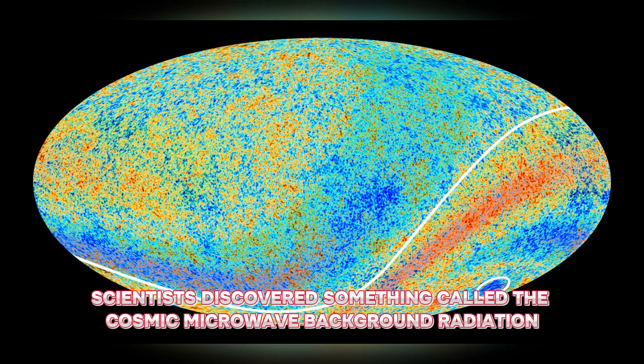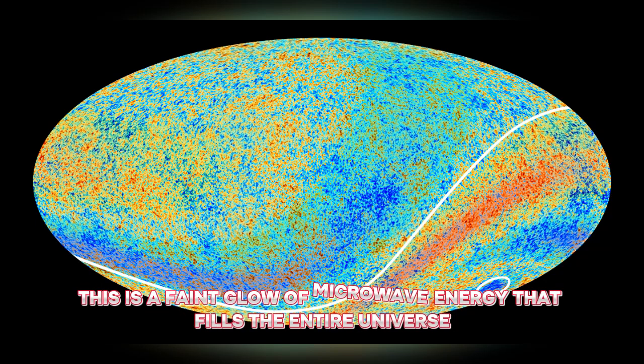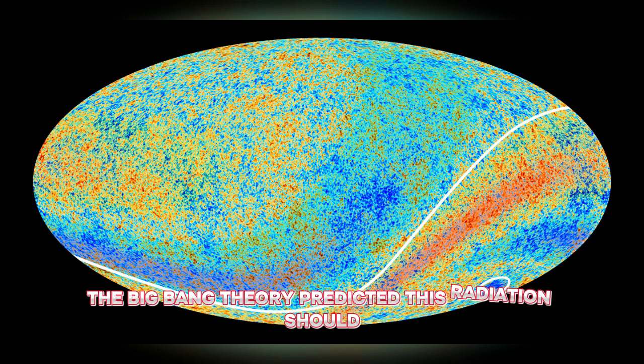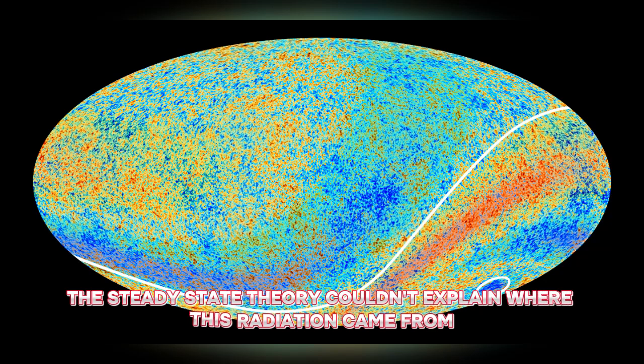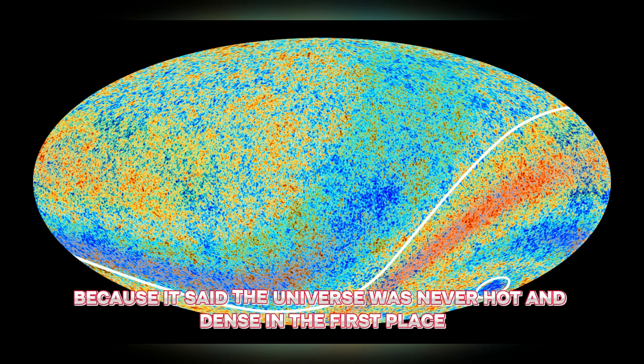The cosmic microwave background. Scientists discovered something called the cosmic microwave background radiation. This is a faint glow of microwave energy that fills the entire universe. The Big Bang theory predicted this radiation should exist as leftover heat from when the universe was very hot and dense. The steady-state theory couldn't explain where this radiation came from, because it said the universe was never hot and dense in the first place.